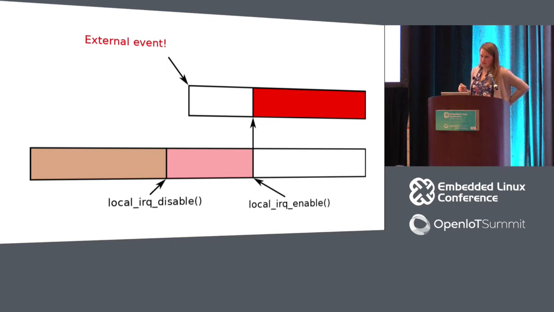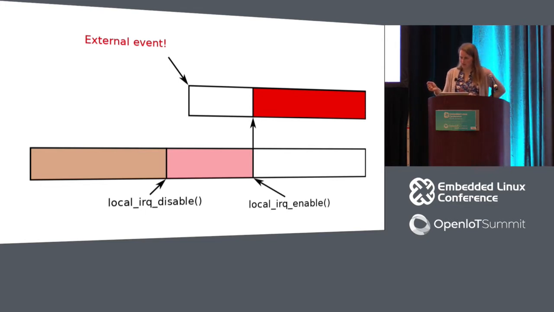Yeah, so that's a question. It's a great question. The question is, what is my definition of external event? I should have been more specific. What I mean by this is a hardware event, whatever that means. It could be a timer IRQ that fires. It could be an IO device that says, hey, please give me a sample.